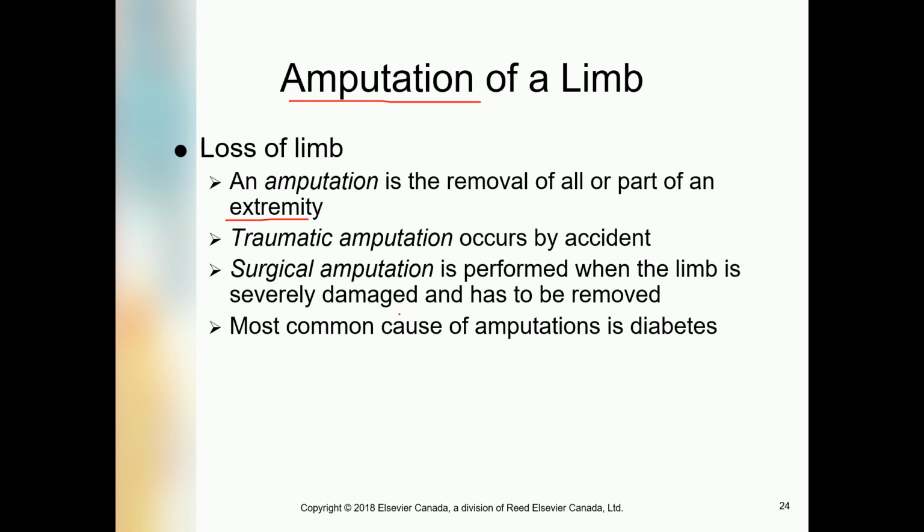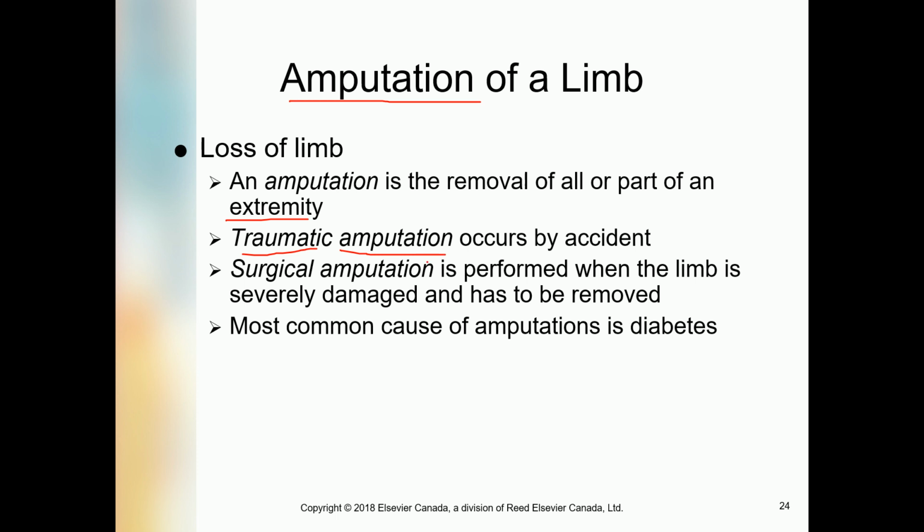Traumatic amputation occurs by accident. Because of a motor vehicle accident, people's legs are totally out of use. They are not beneficial for the person. The person cannot heal with those injuries. That's why the team of doctors decides to cut and remove it.